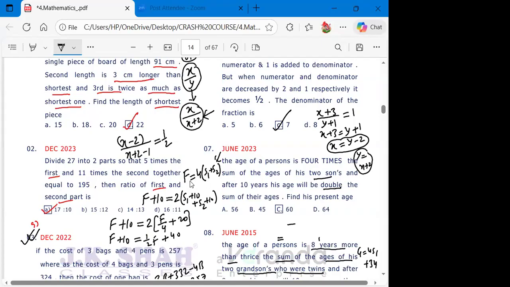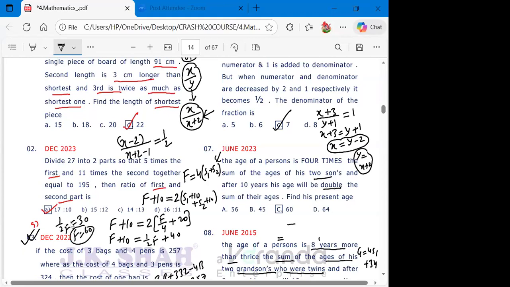S1 plus S2 will be what? F divided by 4. S1 plus S2 is F divided by 4. 10 plus 10 is 20. So it will be 2 into f by 4 is f by 2, and 2 into 20 is 40. Now can I say f minus half f will become what? Half f equals 40 minus 30, becomes what? 40 minus 10 can be 30. So, sir, can I say f becomes 60?